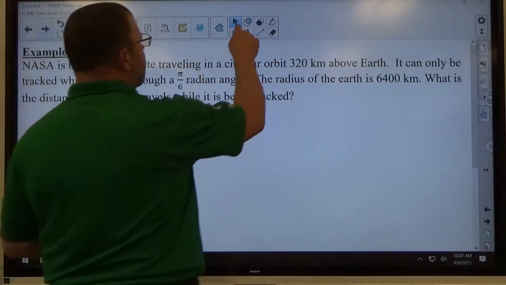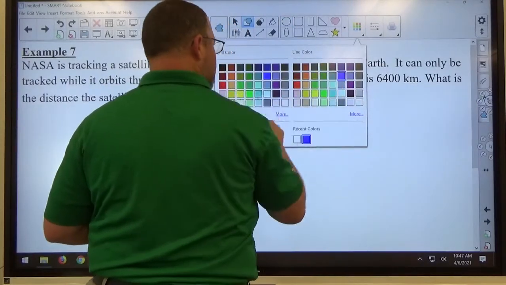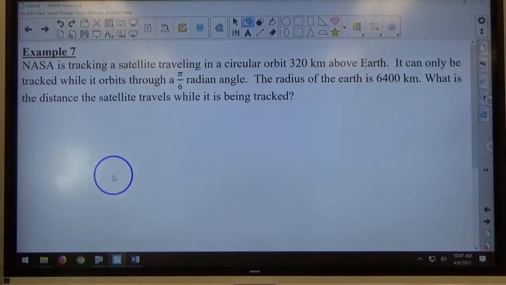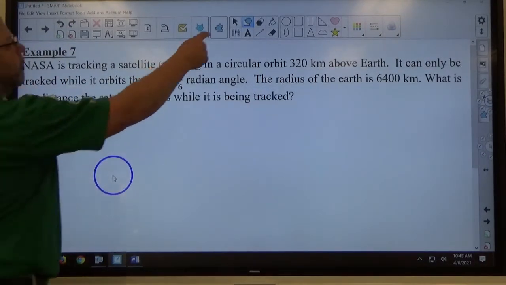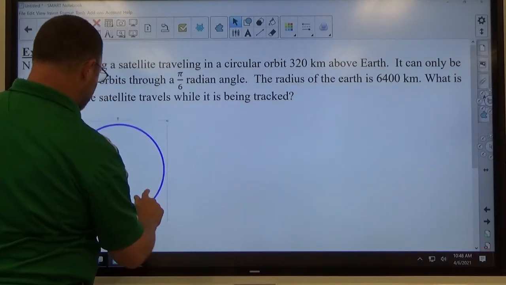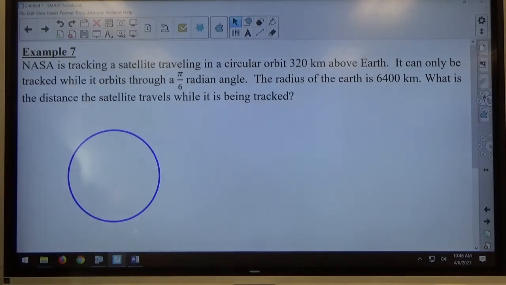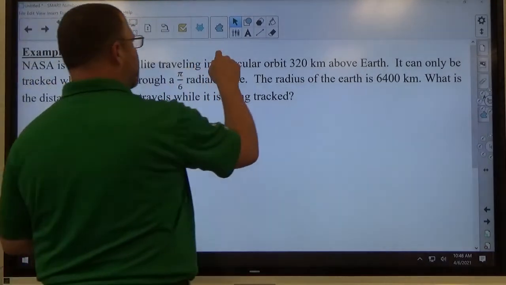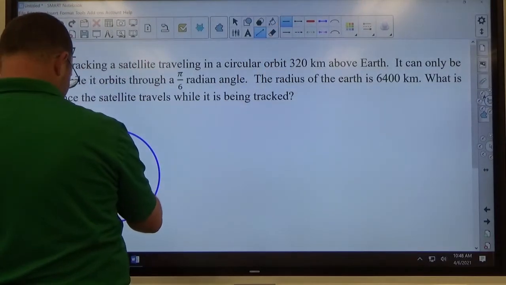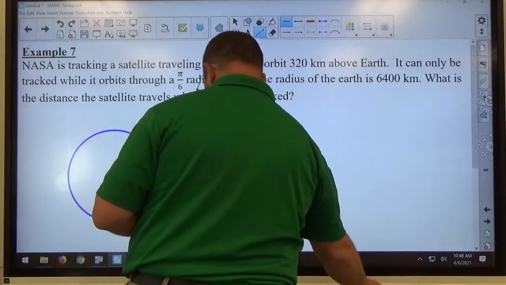So let me do a little bit of artwork here. It's not going to be good artwork, so don't get excited. All right, so I'm going to make the Earth blue. There's the Earth. I already promised bad artwork, so I've succeeded in there. So let me make the Earth bigger. So there's the Earth. Okay, we got a satellite circling Earth. The Earth's radius is 6,400 kilometers. So if I were to draw the radius of the Earth in, there's the radius of the Earth. We know that is 6,400 kilometers.